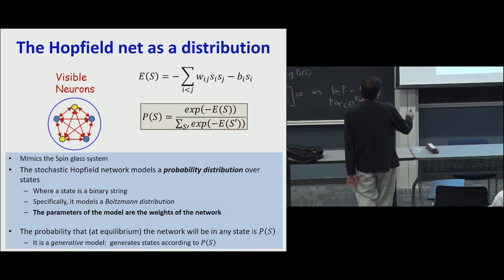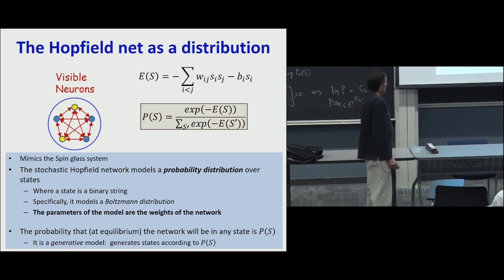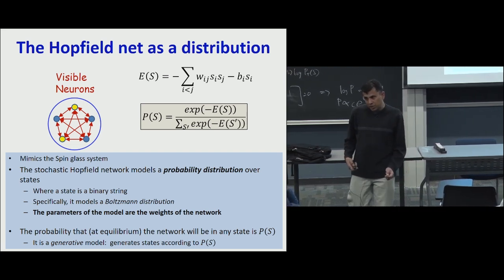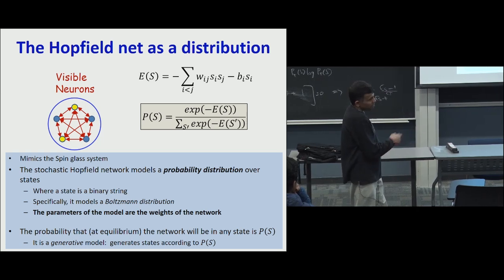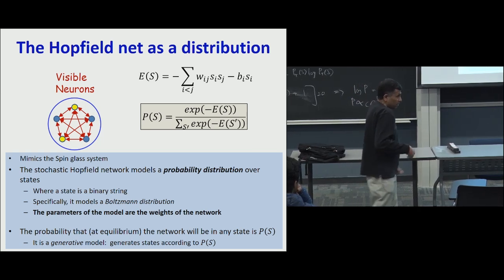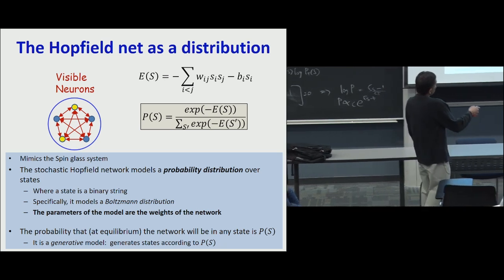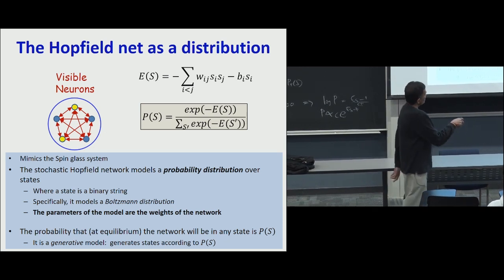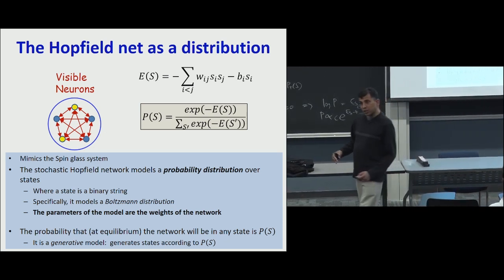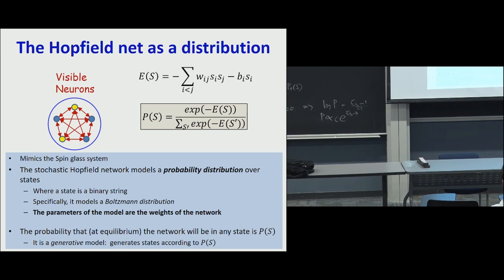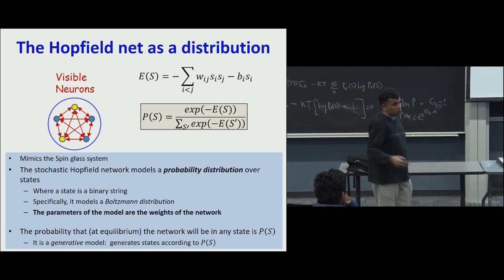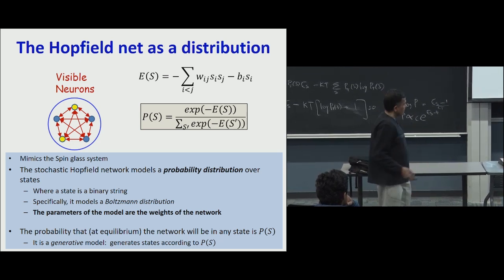What we will do is mimic the spin glass system. So we're going to say the Hopfield network models a probability distribution over states. Every state has an energy, and we're going to say that the probability of finding it in any state is proportional to e raised to minus the energy for that state. This denominator is just a normalizing constant that makes sure that all of the probabilities sum to 1, right? So the state is a binary string, and observe that this is just a Boltzmann distribution.